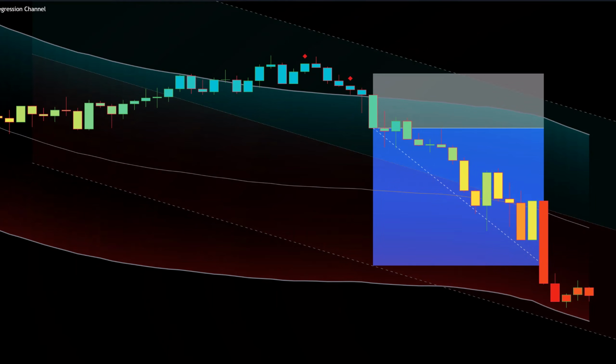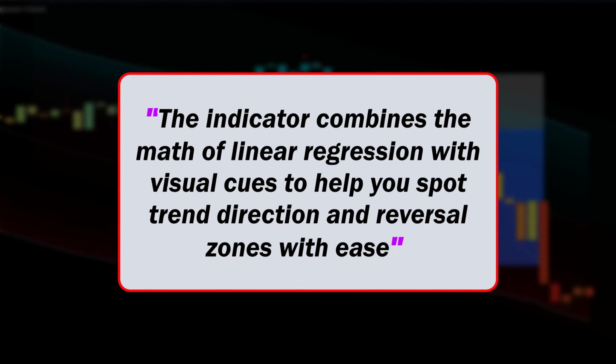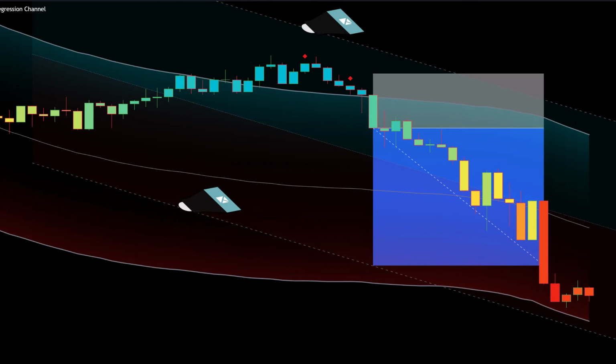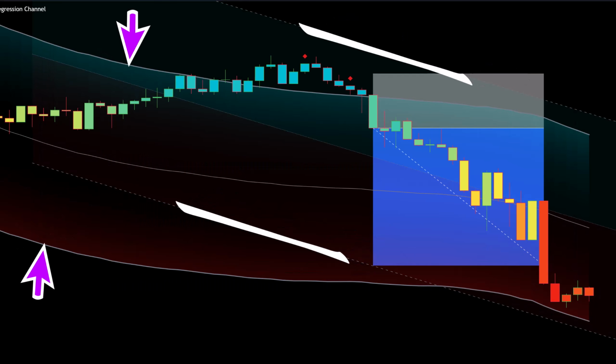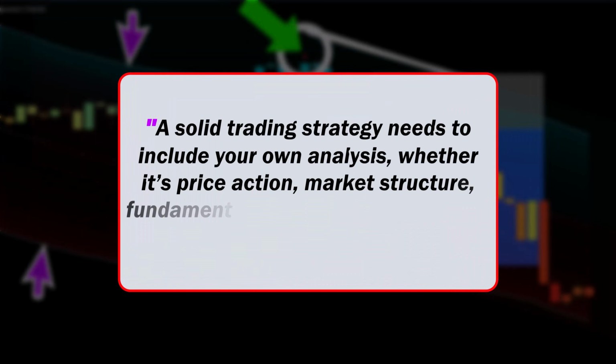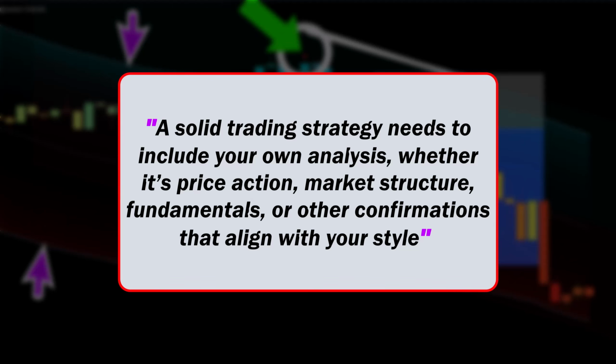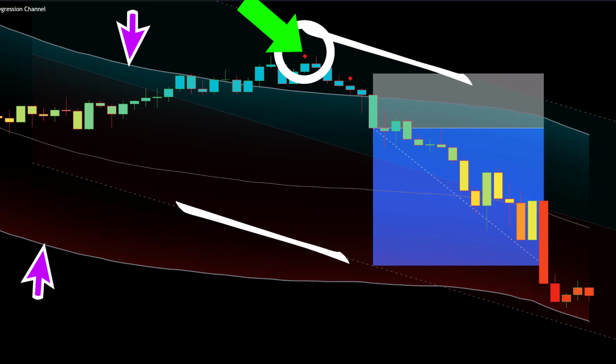So, in summary, the Linear Regression Channel Indicator by Chart Prime is a surprisingly versatile trading tool. It combines the math of linear regression with visual cues to help you spot trend direction and reversal zones with ease. You get the main channels, the oversold and overbought bands, and the game-changing reversal diamonds. Add in the colored candles and the optional future projection feature, and you've got a well-rounded visual system that helps you stay a step ahead in the market. But here's an important reminder. A solid trading strategy needs to include your own analysis, whether it's price action, market structure, fundamentals, or other confirmations that align with your style.